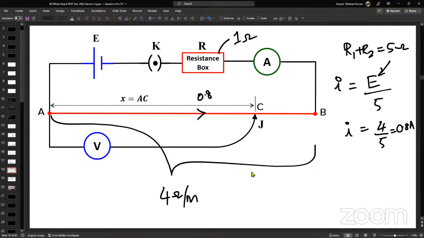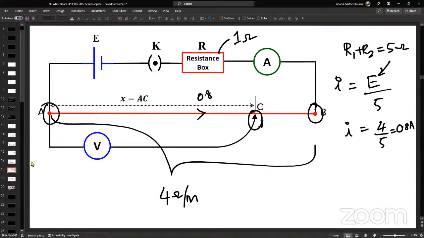Now your experiment should be to connect the voltmeter. So what will be the voltage drop from here to here? If you touch this point with the jockey at point B, what will be the voltage drop?